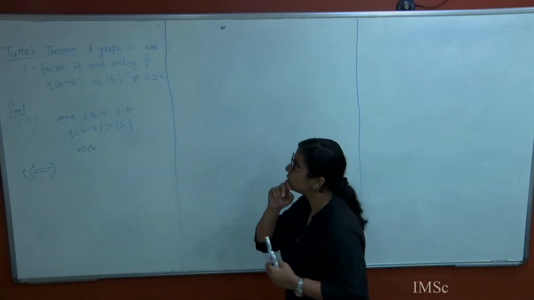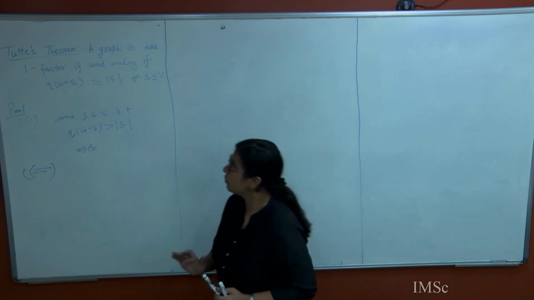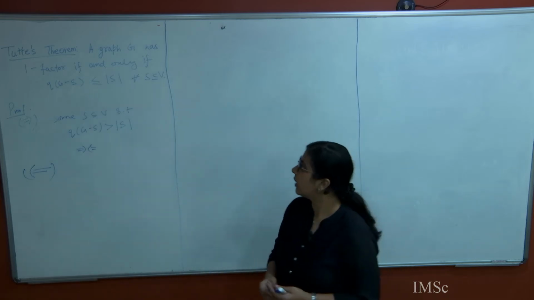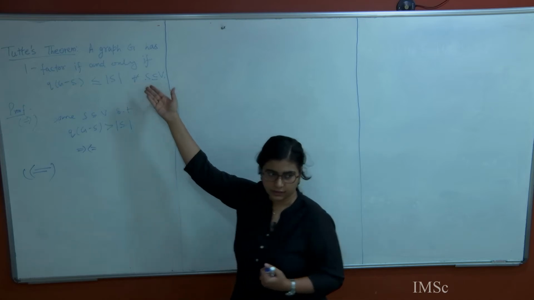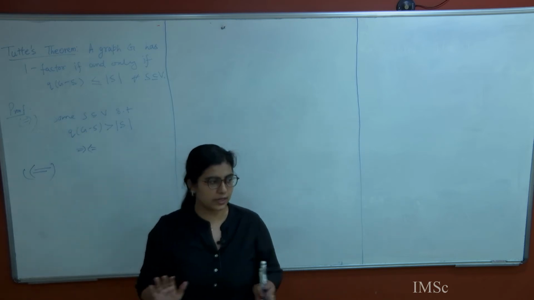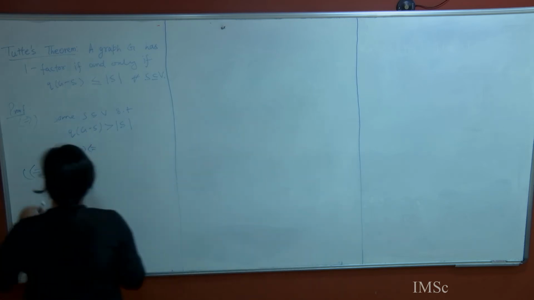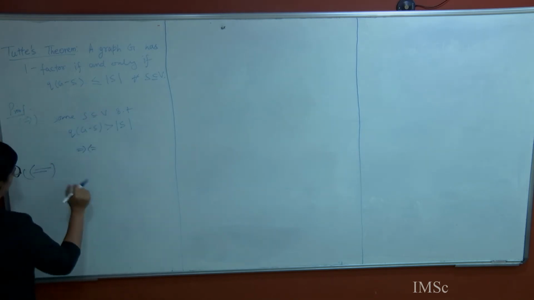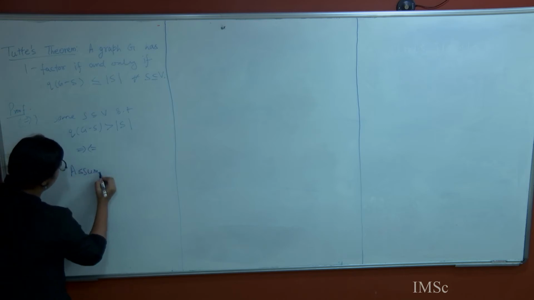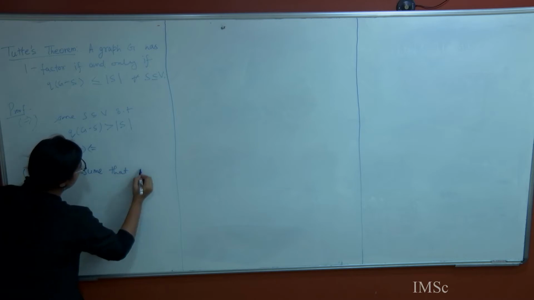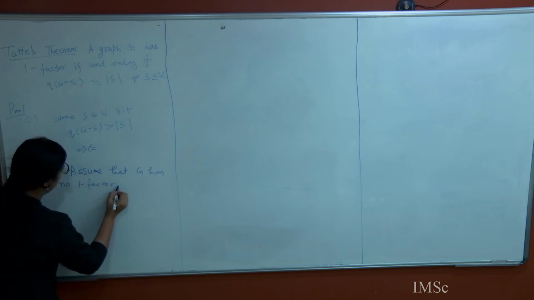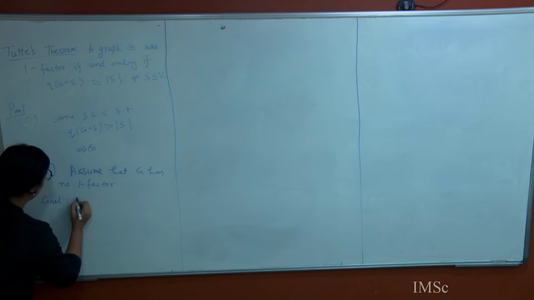For the reverse side, we will prove the contrapositive statement. So we assume that the graph has no one factor, and we want to show that there is some set which fails this condition. We call such a set, which fails Tutte's condition, a bad set. So we are assuming that G has no one factor, and our goal is to find a bad set.